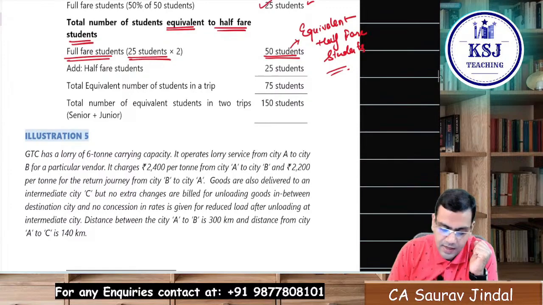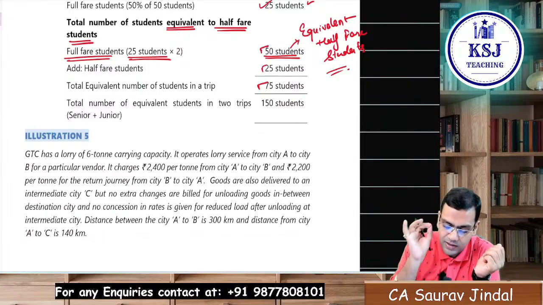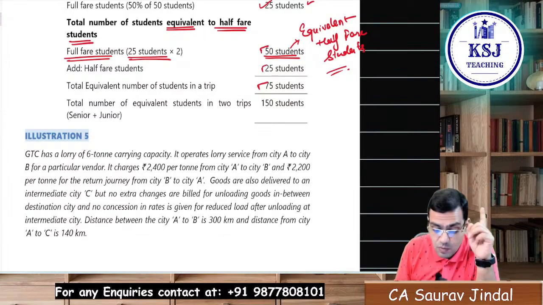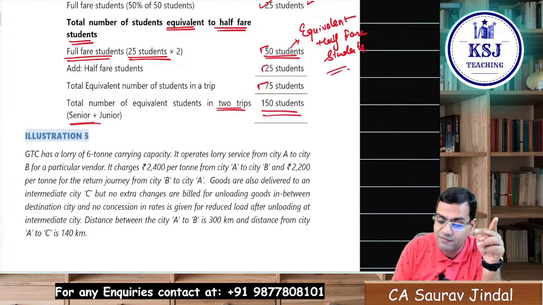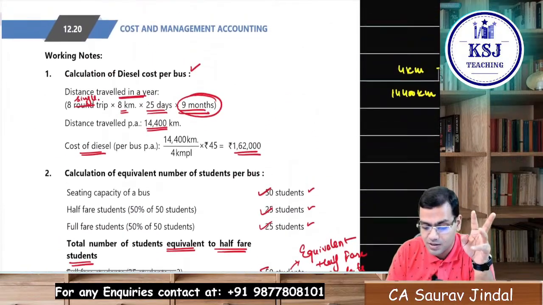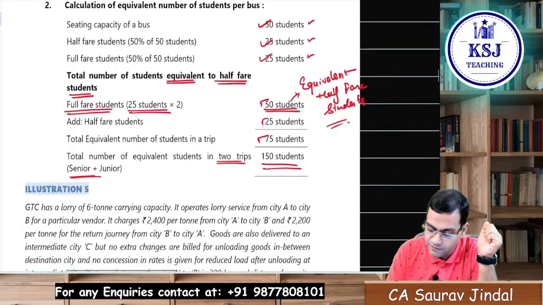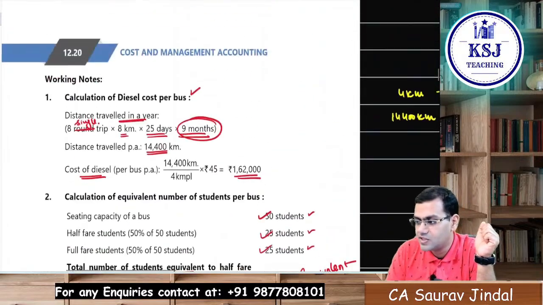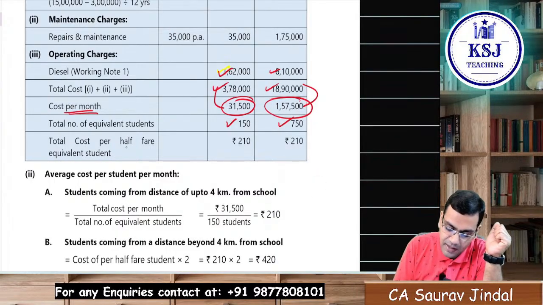Right? Now, the total equivalent number of students in a trip is 75. That is 50 students plus the 25 students who were there originally. Total 75 in one trip. So the total number of equivalent students in two trips, that is senior and junior, 150 students will be there in 2 trips. So, that is what is done here. For 5 buses, it will be 750 students, and the cost per month divided by the total number of equivalent students will give you the cost per half fare student.